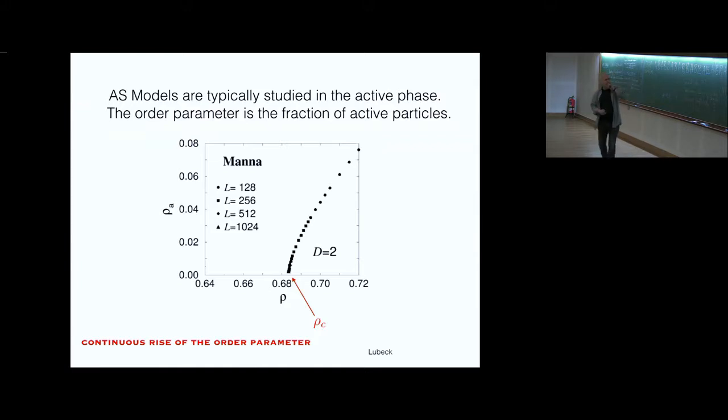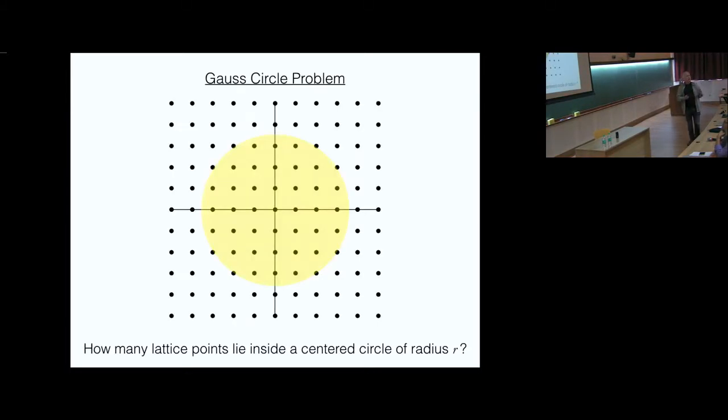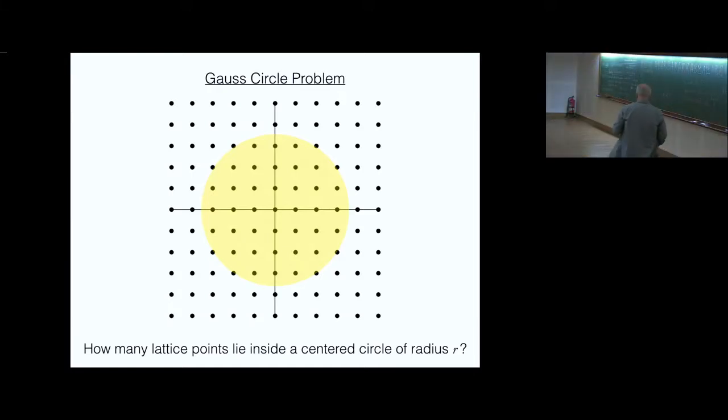So this is just what I said. There's a diverging correlation length. I'll even show you what it is. There are actually different ones. And let me give you a very quick digression, because I don't have any, as usual, I talk slowly, on hyperuniformity. So here, this is a cultural point.